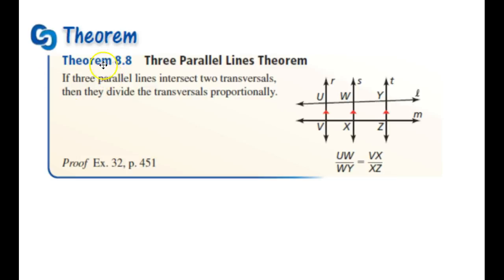So here's our next theorem that we're going to look at. Our second learning target was using other theorems with parallel lines. If I have 3 parallel lines and 2 transversals, and you see here my 2 transversals are line L and line M, then these 3 parallel lines divide the transversals proportionally. Really what that means is the proportion UW over WY is the same thing as VX over XZ. So I'm really looking at different pieces. This is going to be the top piece on both of them, and this is going to be the bottom piece on both of them.